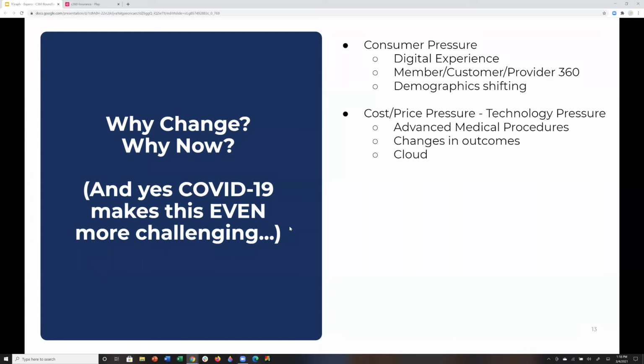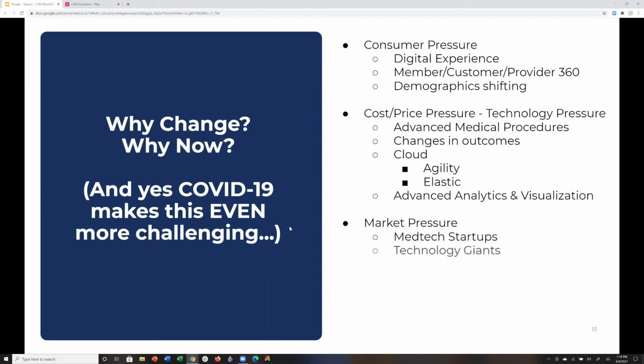Cloud is changing everything as well. Everything is getting connected in the cloud. It gives us agility, it's elastic, and it's highly available. In terms of advanced analytics and visualization, we really are seeing changes there. Market pressures are occurring. Competition's never been higher. We have medtech startups, we have technology giants. Everyone is going to become a bank over time, and they're going to get into healthcare. We see new diseases and reaction time. I mean, in the age of COVID, wow.